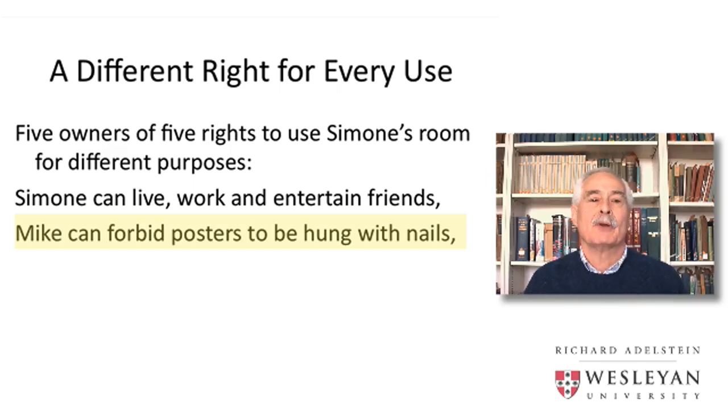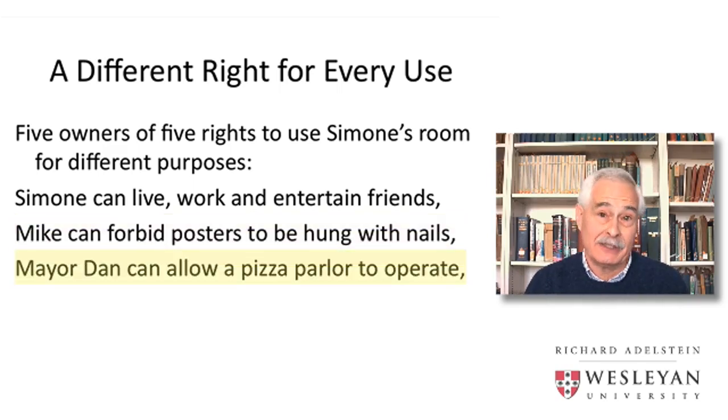A third property right owner is Mayor Dan, who can allow a pizza parlor to operate anywhere within the city limits of Middletown, and also therefore can choose to disallow a pizza parlor from operating anywhere in the city of Middletown, and Mayor Dan has, as we speak, made it illegal. That is, denied the right to open a pizza parlor in any dormitory room on the Wesleyan campus.